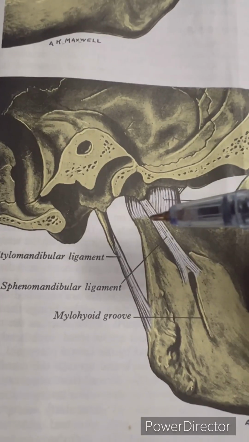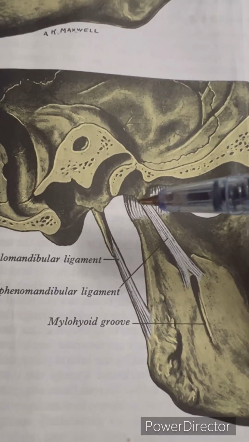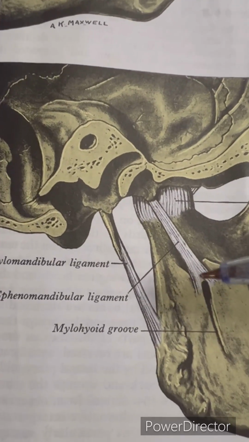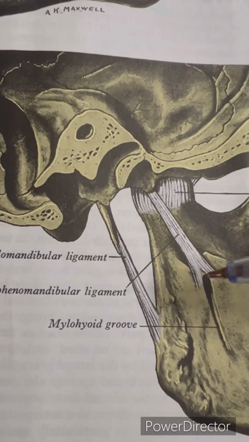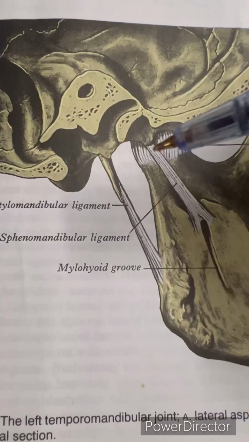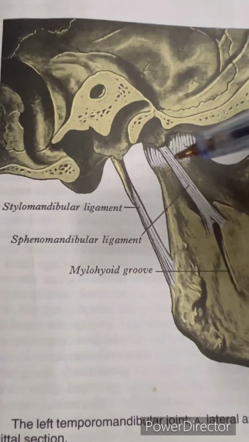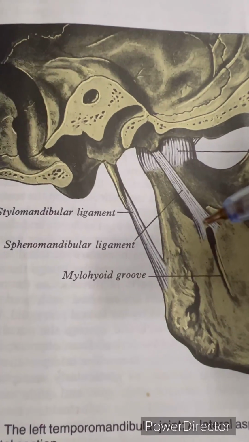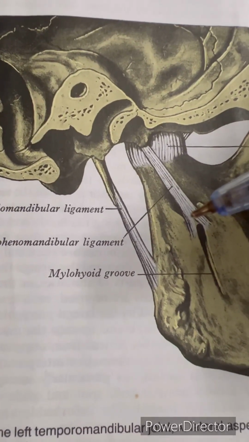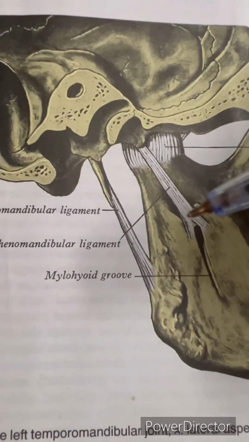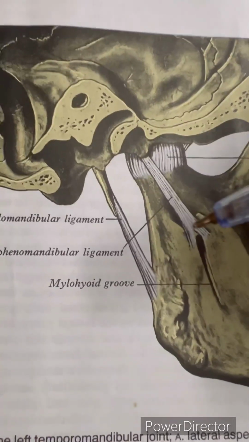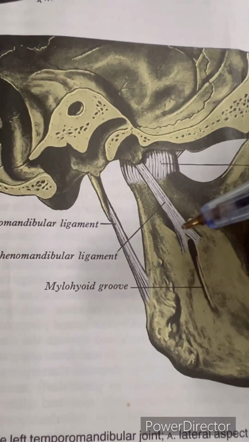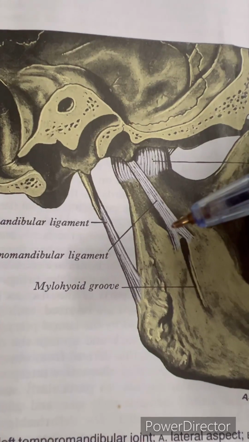Now coming to the sphenomandibular ligament, it runs from the spine of the sphenoid bone to the lingula of the mandible, which is this triangular bony projection overlapping the mandibular foramen. The relations of the sphenomandibular ligament are that superolateral to it are the lateral pterygoid muscle and auriculotemporal nerve. Inferiorly are the maxillary vessels. Inferomedial to it is the medial pterygoid muscle. The mylohyoid nerve and vessel pierce this ligament.